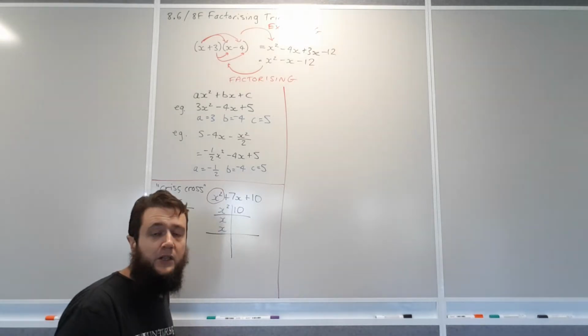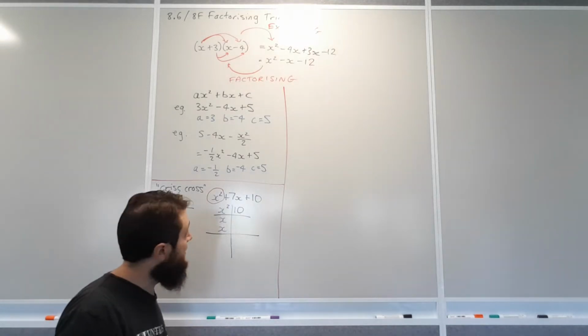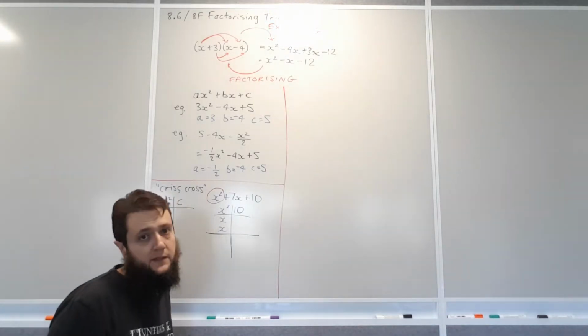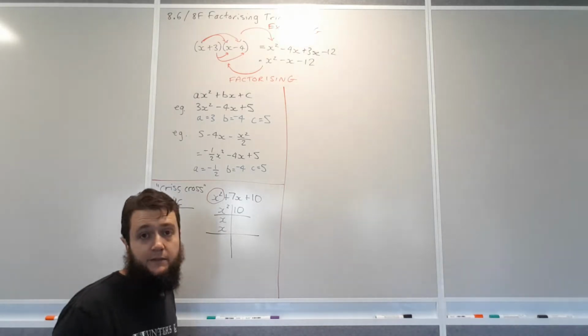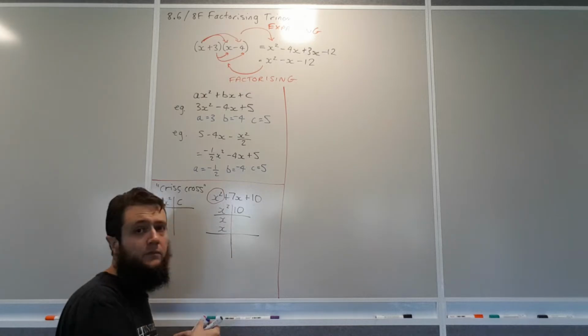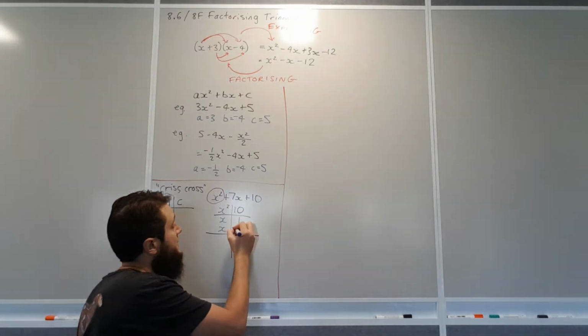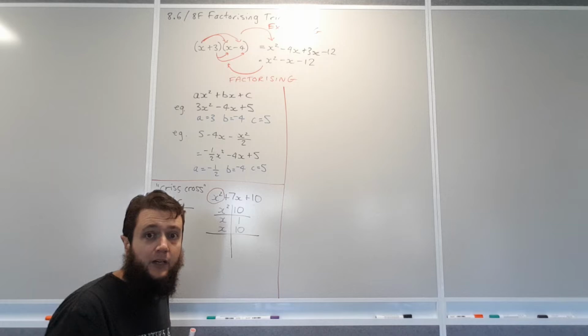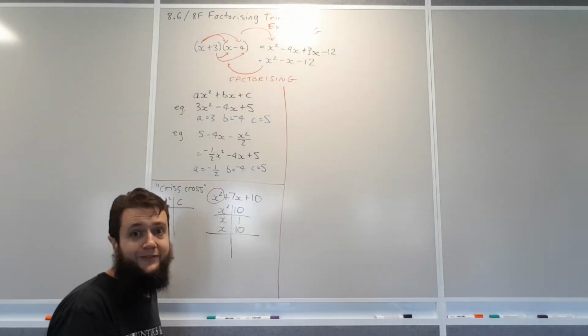Over here, on the other side, we then think, what can multiply together to give 10? There's a few different things that can multiply together to give 10. The first one, and I'm going to do this because I know it won't work, is 1 times 10. Right? 1 times 10 is 10. Now, the crisscross comes in at this point.